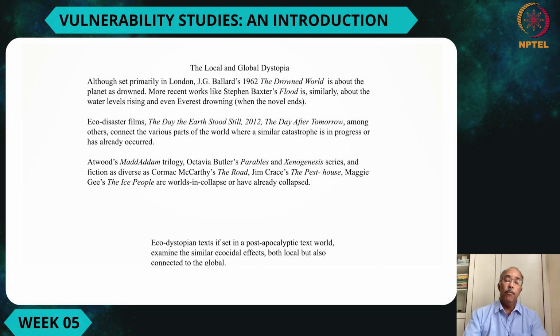The very well-known now cult text, Margaret Atwood's Mad Adam trilogy. You look at Octavia Butler's Parables and Xenogenesis series, the two series that she is famous for. And fiction as different as Cormac McCarthy's The Road, Jim Crace's The Pest House, Maggie Gee's The Ice People, from which we have already seen quotes, are worlds in collapse or have already collapsed. So these are some of the examples, and most of them do what I have just said, the link between the global and the local. Eco-dystopian texts are always trying to make this connection that what is happening here is happening elsewhere.